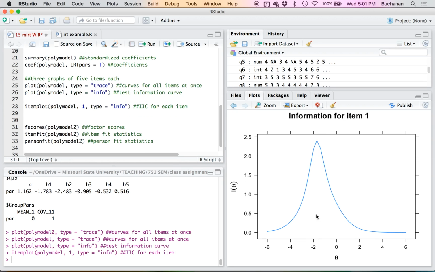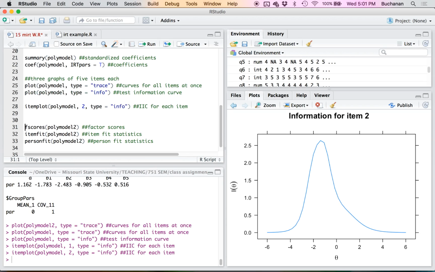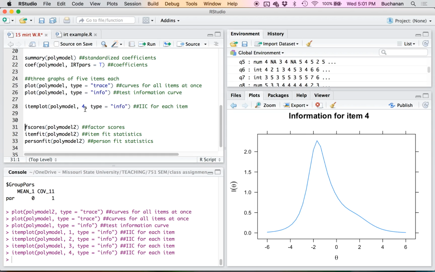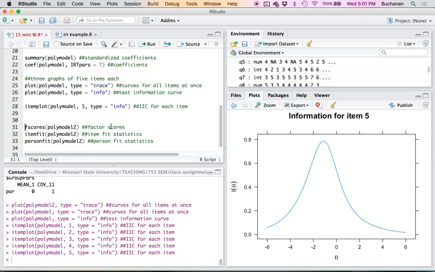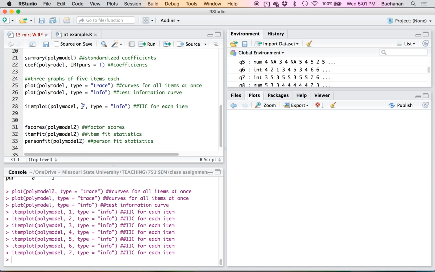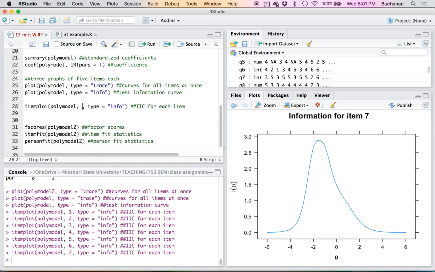So for item one, it appears to measure below average. Item two, also below average. Three, catching a theme here. Four, five. So we're looking like this is mostly below average, which is why the test information curve, which is the overall for everything, is what it is.